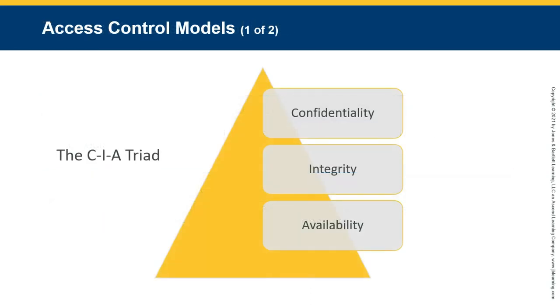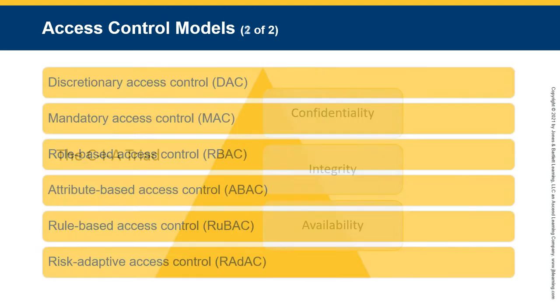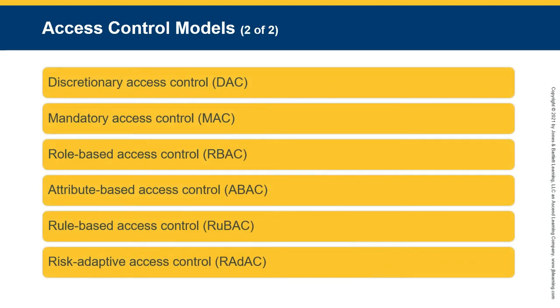The CIA triad: confidentiality, integrity, and availability. Access control models: discretionary access control, DAC, mandatory access control, MAC, role-based access control, RBAC, attribute-based access control, ABAC, rule-based access control, RuBAC, and risk-adaptive access control, RADAC.